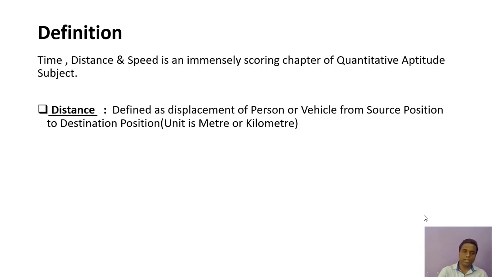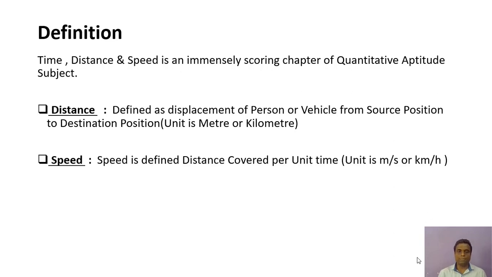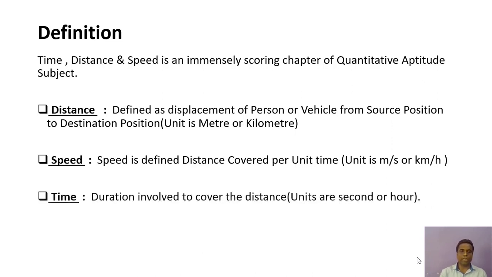Then later we will see what is speed. Speed is defined as distance covered per unit time. How much distance is covered within a particular unit period of time is called speed. The more the speed, the less is the time. Speed is inversely proportional to time, and the standard units of speed measurement are meter per second or kilometer per hour. Okay students, now we will see the next definition of time.